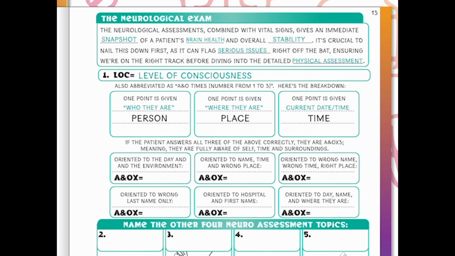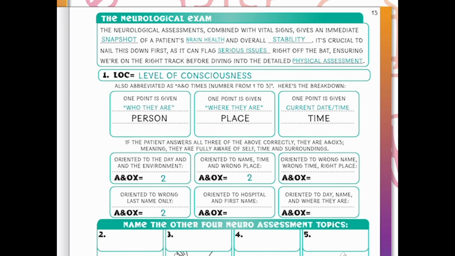Our patient is oriented to the day and the environment. This is going to be 2. And in our next one, this patient is oriented to the wrong last name only. So this means they answered the other ones right, but they got their last name wrong. And this is going to be a 2. In our next example, this patient is oriented to name, time, but their wrong place. So this is another 2.